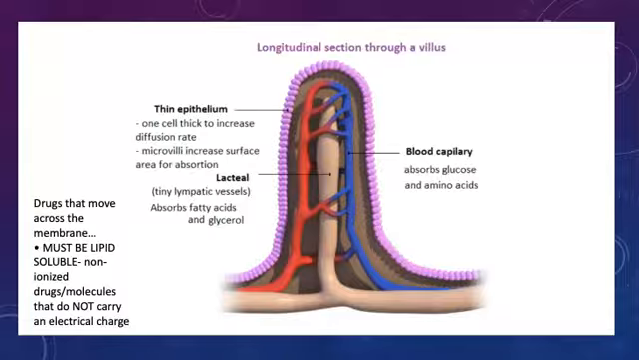And this is an even more closely observed picture of the villi and some of the structures inside there. So the drugs that move across the membrane, again, have to be lipid soluble and non-ionized, and we'll get into that a little later, meaning that they don't carry any electrical charge, in order to be absorbed across the villus into the bloodstream.